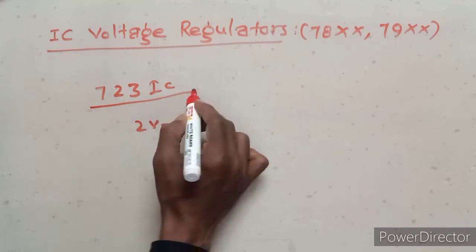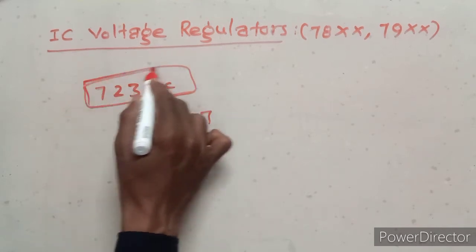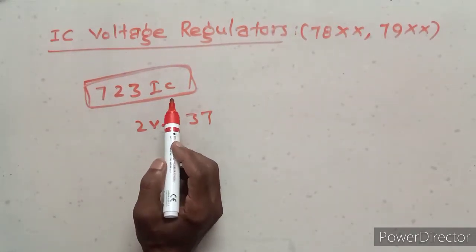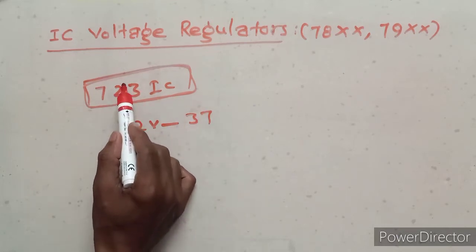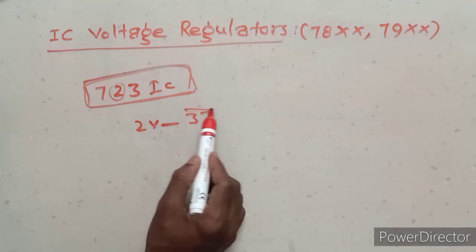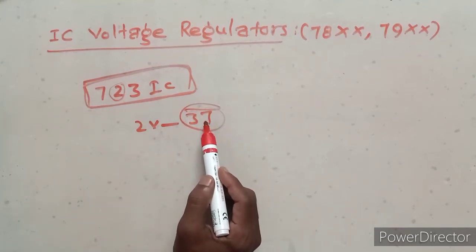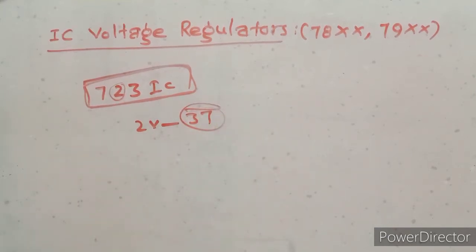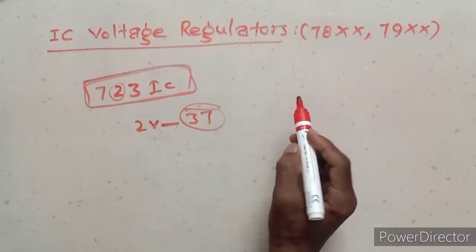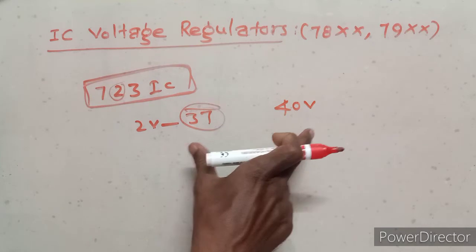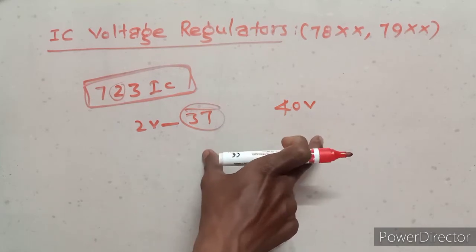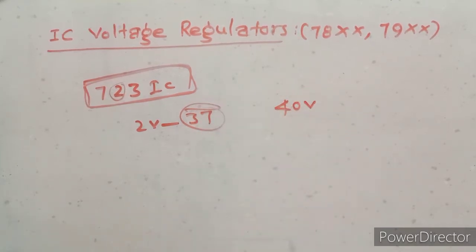So we use this IC regulator, with an output voltage from 2 volts to 37 volts. The maximum supply voltage is 40 volts. This is the IC voltage regulator.